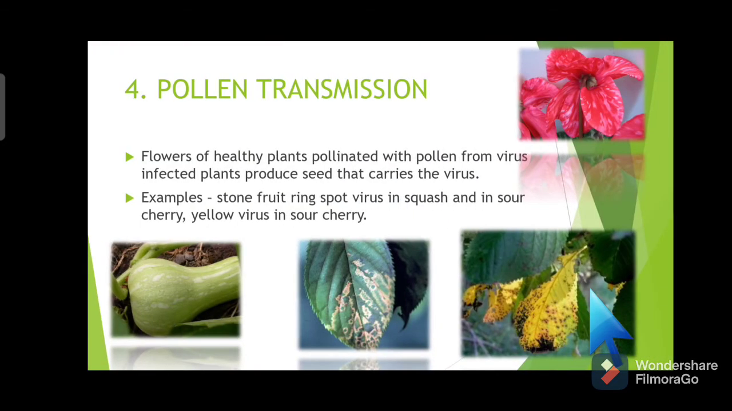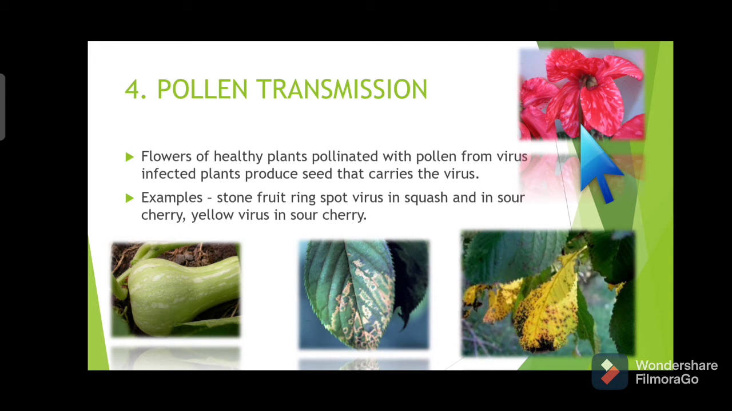So the fourth type of transmission is pollen transmission. Now, there are several host virus combinations in which flowers of healthy plants are pollinated with flowers from the virus infected plants. Here I'm showing a figure of the flowers infected with virus. When healthy flowers are pollinated with pollen from the virus infected plant, they will produce seeds that carry the virus.